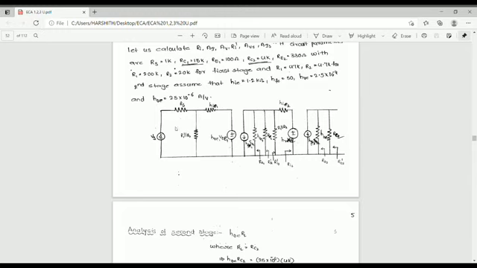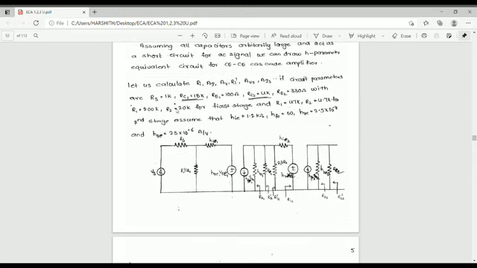So let us calculate Ri, input resistance, Ai, current gain, Av, voltage gain, Avs and Ri. The circuit parameters are given: Rs equal to 1 kilo ohm, RC1 equal to 15 kilo ohms, RE1 equal to 100 ohms, RC2 equal to 4 kilo ohms, RE2 equal to 330 ohms, with R1 equal to 200k and R2 equal to 20k.